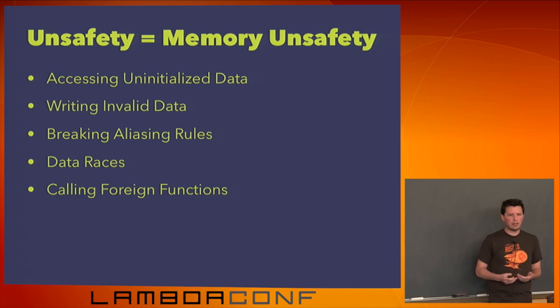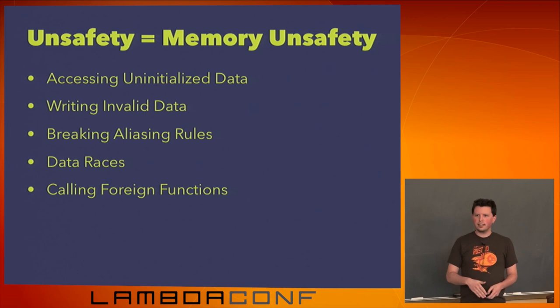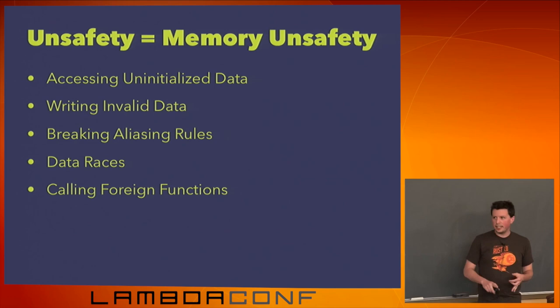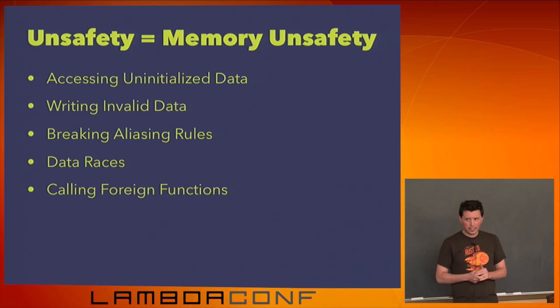It falls into these categories: if you're accessing uninitialized data, you have undefined behavior. If you're writing invalid data, so if you're writing random bits to an enum's memory location, that would be undefined behavior again, because who knows what it's going to do. If you start breaking our aliasing rules with our pointers, or have data races between threads, that's considered a memory safety bug. And so is calling foreign functions, because those might modify something in an unsafe way. So you can't really rely on that. But these are problems you cannot run into in safe Rust code, which is 90%, 99% of Rust code that you'll encounter.